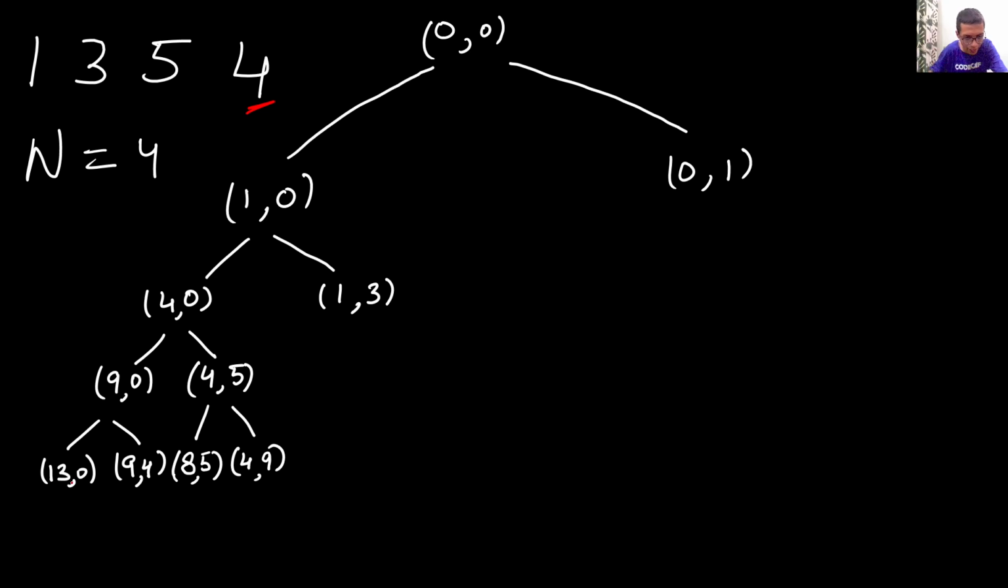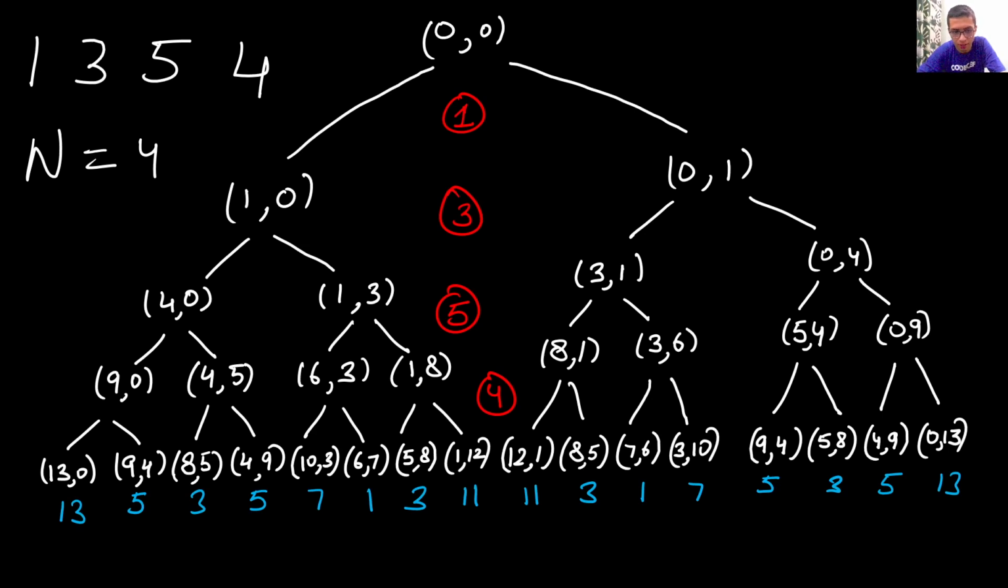I'll simply rewrite the difference over here. So the difference was 13. Over here, the difference was 9, comma 4, which is 5. The difference of 8, comma 5 is 3. The difference of 4, comma 9 is again 5. Similarly, let's try to fill this up. So I have filled this up.